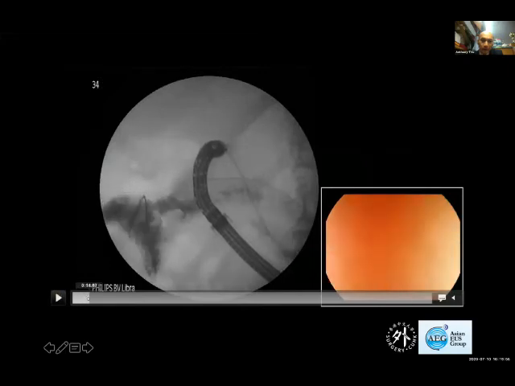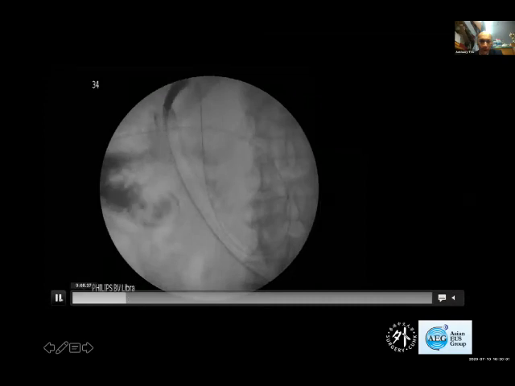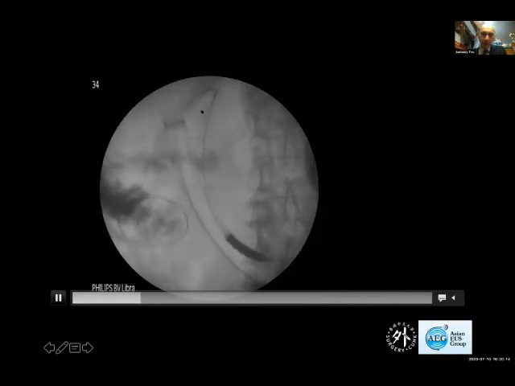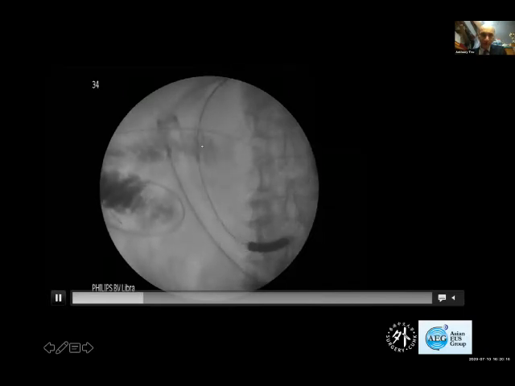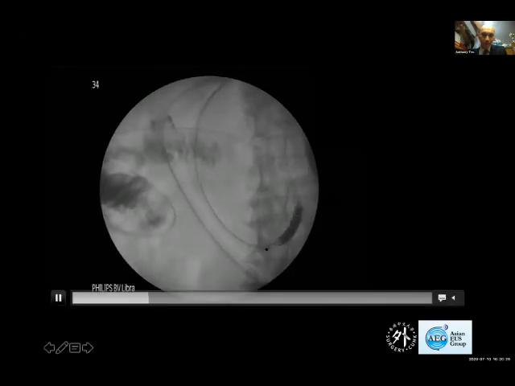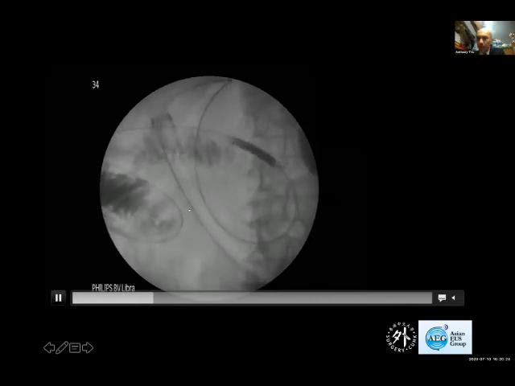And then I will remove my scope, and then I would insert a double balloon occluder. This is the tip of the device being pushed in. The tumor is here. You can see some resistance. The first mark is the mark of the first balloon, and this is the second mark of the second balloon. So the 2 balloons would be inflated.